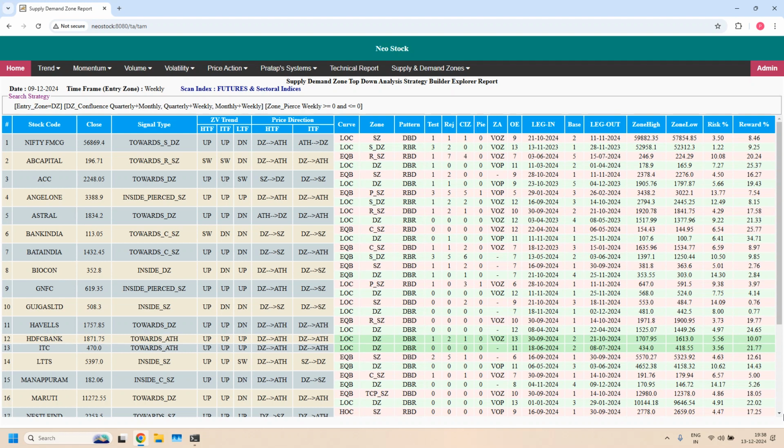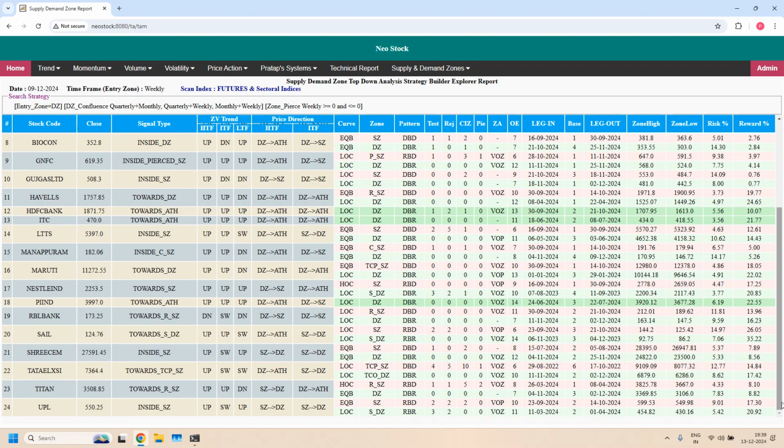With all the 3 filters, we got these are the first 16 stocks. I am scrolling the list down. So total 24 stocks are filtered. That means these weekly zones are part of the monthly, both together part of the quarterly zones. Let us check any of these stocks are having quarterly EMA confluence.